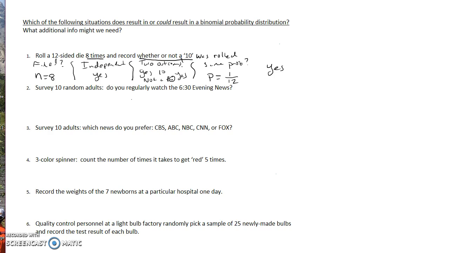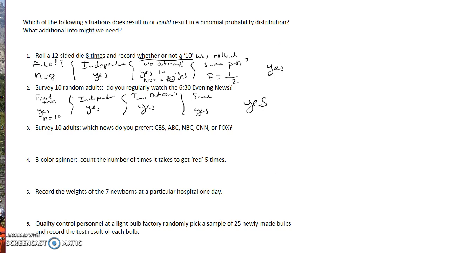Survey 10 random adults: do you regularly watch the 6:30 evening news? Let's go with fixed trials. I think the answer is yes. There are 10 trials. Are they independent? Yes. Again, one person watching the news doesn't have any effect on the other person. Are there two outcomes? Yes. You either watch the news or you don't. And is it the same probability? Yeah, there's a group of people who watch the news, and we don't know what that percentage is, but it's not going to change, so that's going to be yes as well. So this is going to be yes.